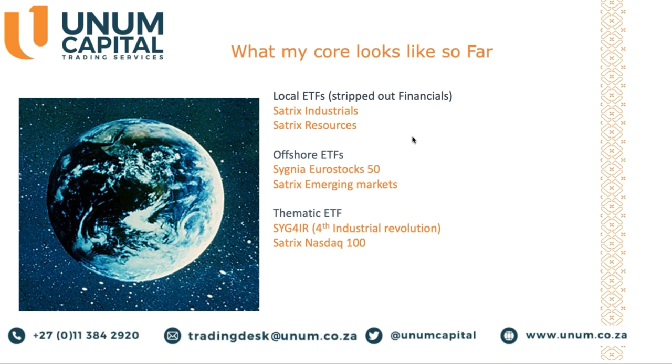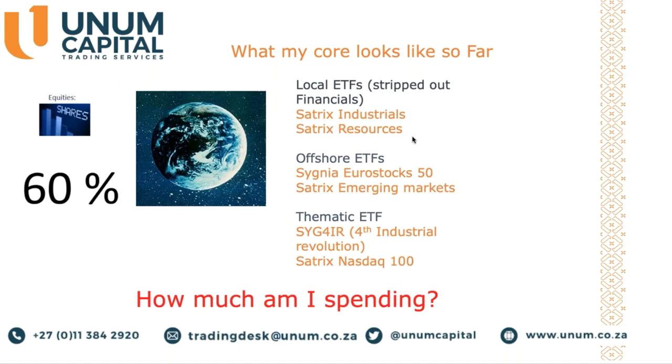Then my thematic ETF is the Fourth Industrial Revolution Exchange Traded Fund, also by Sygnia, called the SYG4IR. And I found a nice little Satrix NASDAQ 100. Tech stocks, I want to be involved. I don't have a US dollar account to go and buy Apple, but I can buy the Satrix NASDAQ, and it will track that. And it also gives you a bit of protection because you're buying it in Rand. So when the Rand gets a little bit weaker, so does that ETF go higher. So far, my core looks like this, out of my 60%.